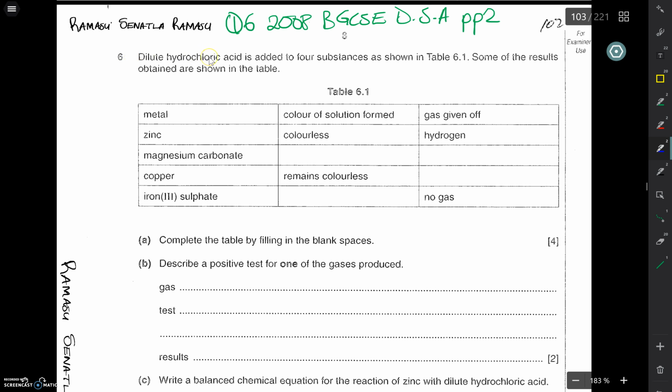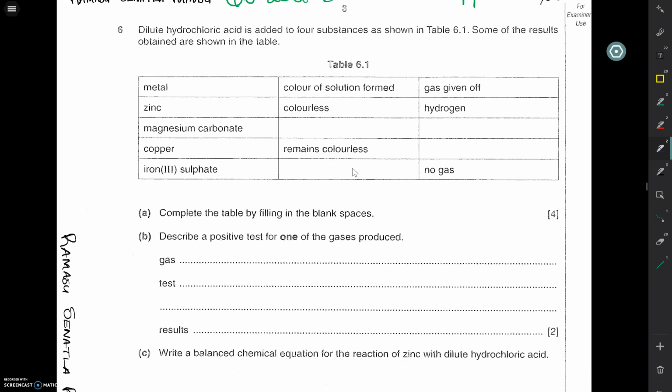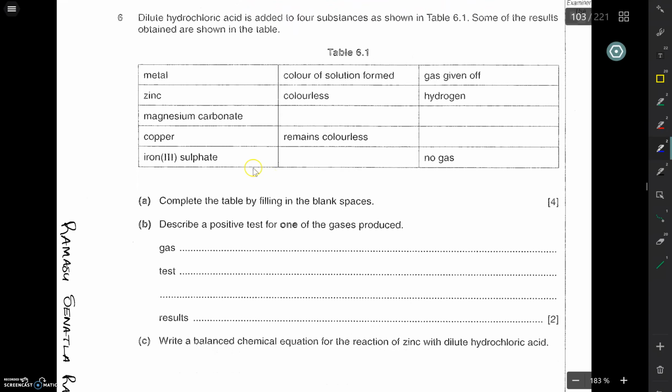Question 6 says dilute hydrochloric acid is added to 4 substances as shown in table 6.1. Some of the results obtained are shown in the table below. Complete the table by filling in the blank spaces. We have the metal, the color of solution formed, then the gas given off.